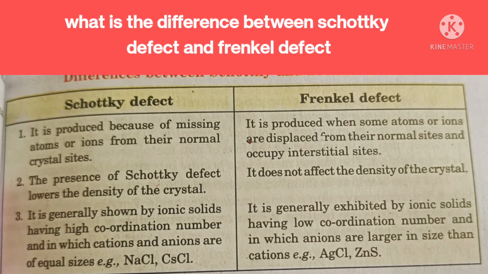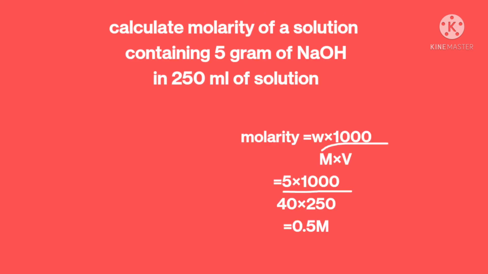Schottky defect is generally shown by ionic solids having high coordination number and in which the cations and anions are of equal size. In Frenkel defect, the sizes are different and it is shown by compounds having low coordination number.